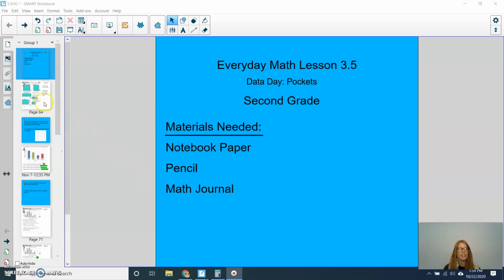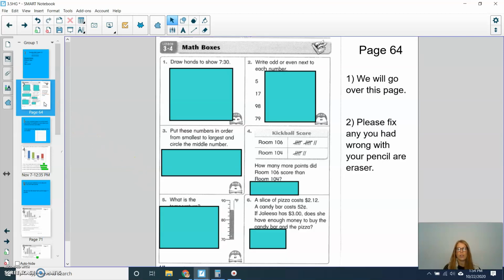Let's get started. The first thing that we're going to do is go over our math boxes from the previous lesson. So if you can open up your math journal to page 64, if you're noticing that you have any mistakes, please fix those with your pencil and eraser.